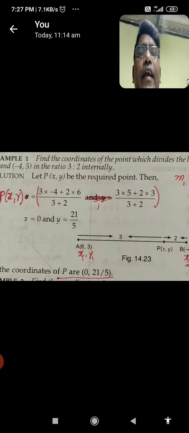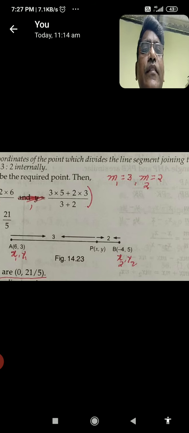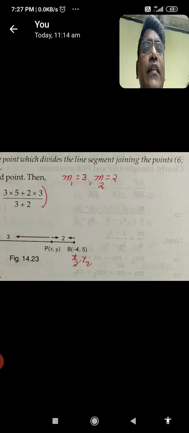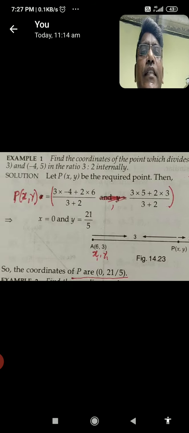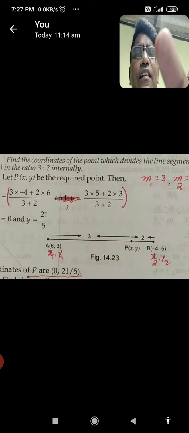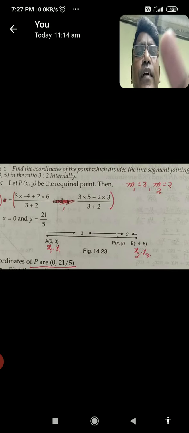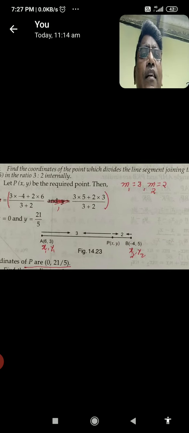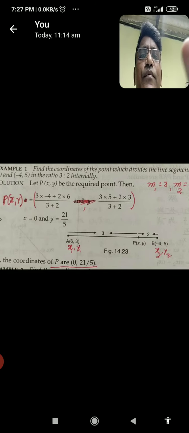Find the coordinates of the point which divides the line segment joining the points (6, 3) and (-4, 5) in the ratio 3:2 internally. So internally, externally, you need not be confused. In our portion, all the questions are internal only, no externals are there. So here you are going to find the point P.